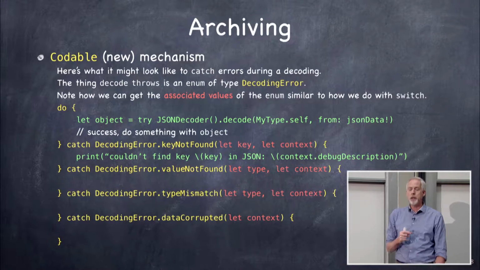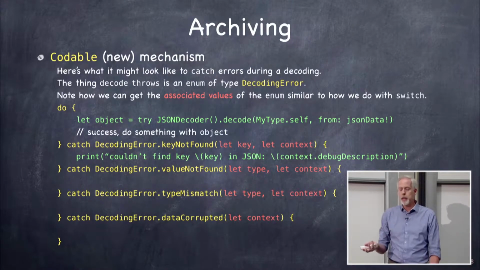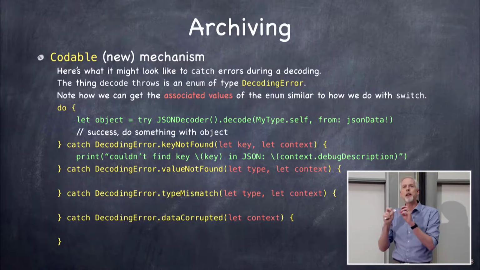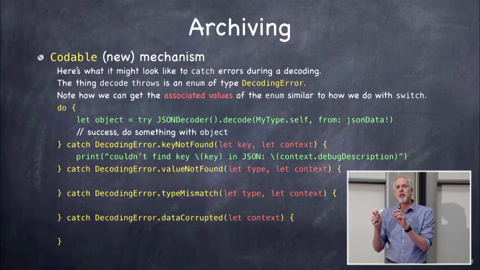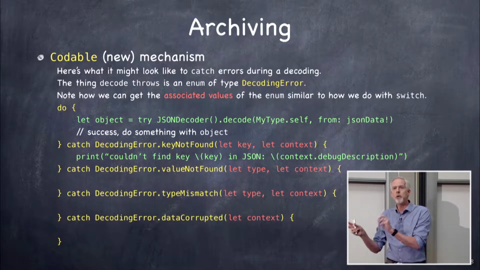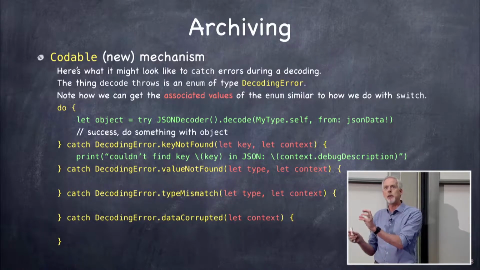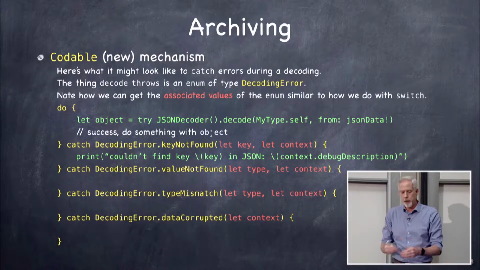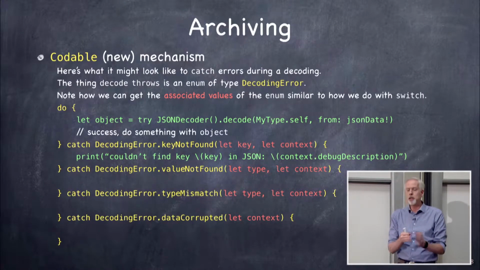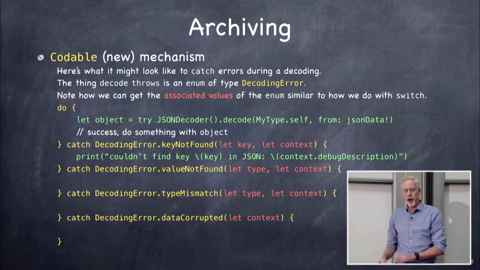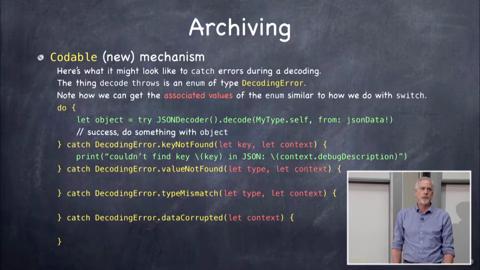So a lot of times things will throw an enum. And when they throw the enum, you can do the same thing we do with switch, which is to grab the associated values out. So you see how that really works great for errors, right? So you're catching the key not found error, and you're grabbing the associated value, one of which is the key that was not found. Okay, so this is a common thing to do, is to throw an enum, and then in your catch, you just catch the cases, and you're allowed to do this same kind of grab the associated value as you can do with switch.